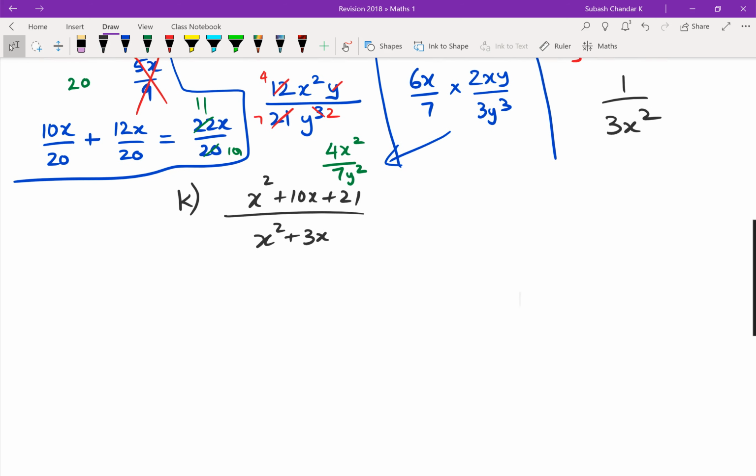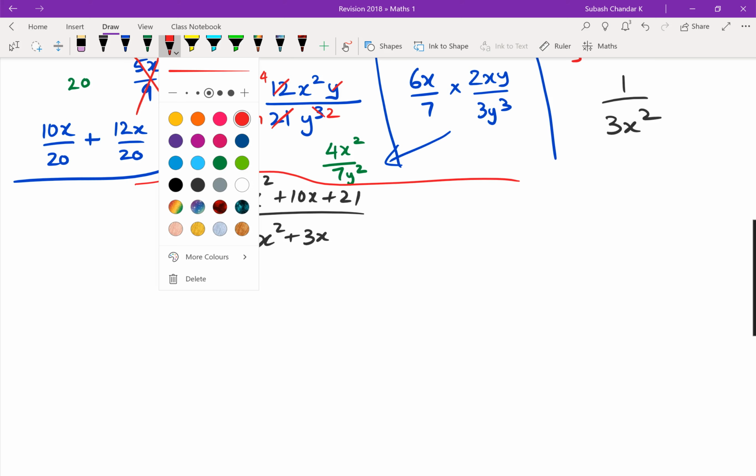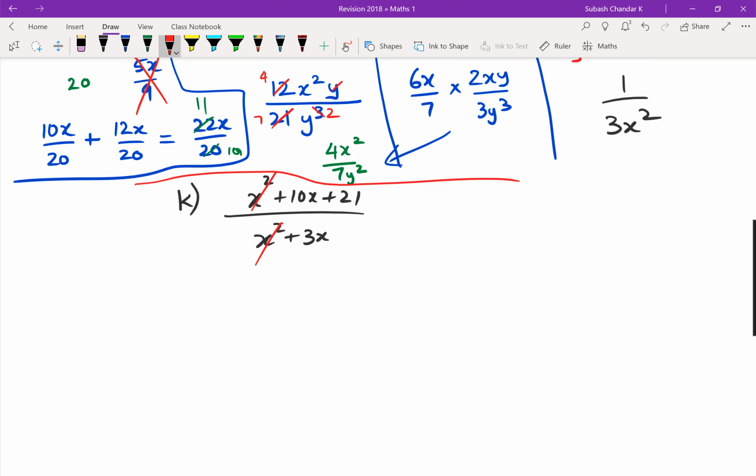Okay, looking at K. Again, I'll tell you guys the common mistake people make for K. When they see x squared and x squared, the first thing they do is cancel these two things. And then I've seen people cancel out the x and x and write this as something like 31 over 3. Definitely incorrect. What you've got to do is factorize.